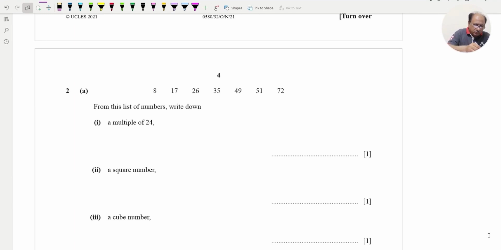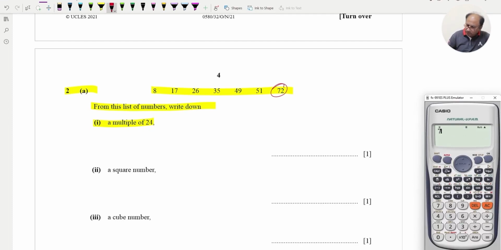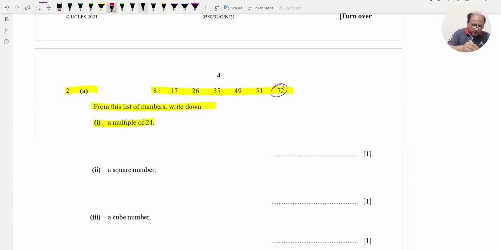Now question number 2, and question number 2 A part says these are numbers provided. From this list of numbers, write down a multiple of 24. Multiple of 24 is what? 72. If we want to double check, 72 divided by 24 will be equal to a whole number. So answer for this one will be 72. We can write over here 1 mark.